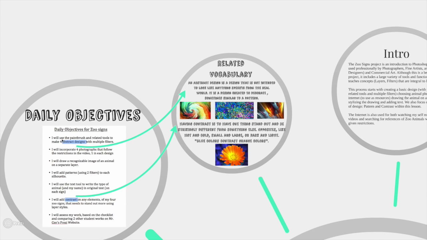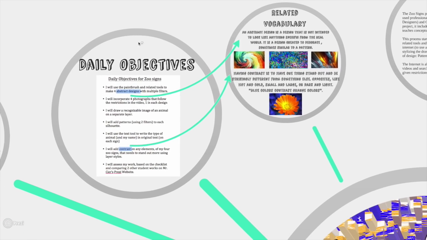So if today was the first day, my daily objective is I will use the paintbrush and related tools to make 4 abstract designs. And if I'm not sure what abstract designs means, I can read this and look at these pictures. Okay, this is going to tell me the vocabulary that I'm responsible for to understand my objective, with multiple filters. Now, I'm not sure what multiple filters means actually, being that I'm a new student like you. So I would probably want to continue on and see how I can find out.